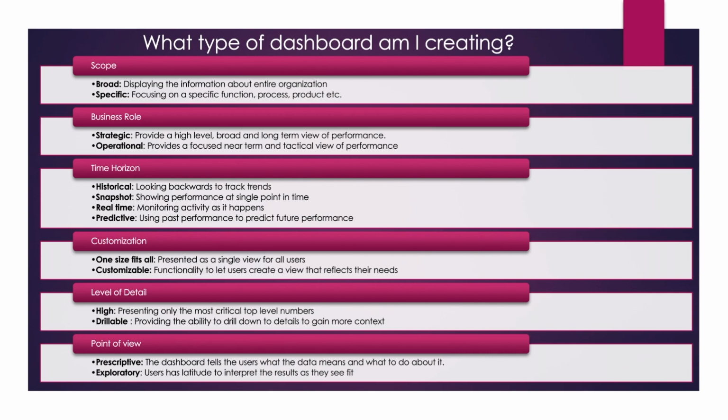Then the next one is the level of detail. Are we presenting only the most critical top-level numbers, or providing the ability to drill down? For example, in our operational sales dashboard, the operational team wants to see the details of sales of each individual item, but let's say the CEO only wants to see the high-level numbers. So how we tell the story from high-level numbers to drillable low-level numbers is what we need to know before we start creating our dashboard. That comes into the picture when we decide what type of dashboard we are creating.